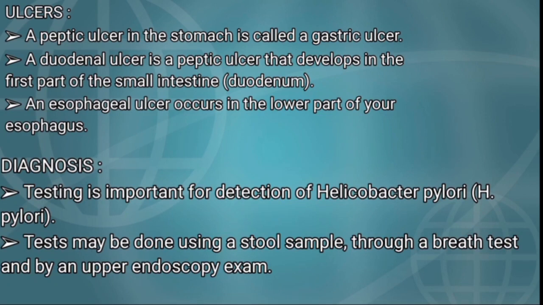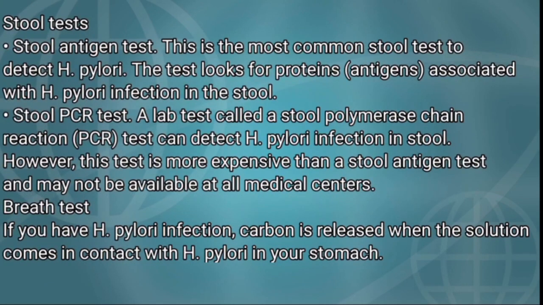What are the diagnoses of Helicobacter pylori? Testing is important for detection of Helicobacter pylori. Tests may be done using a stool sample, a breath test, or an upper endoscopy exam. First one is the stool test. Stool antigen test. This is the most common stool test to detect Helicobacter pylori. The test looks for protein antigens associated with Helicobacter pylori infection in the stool.